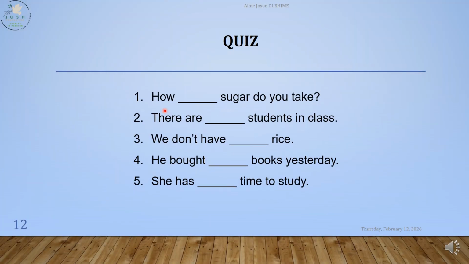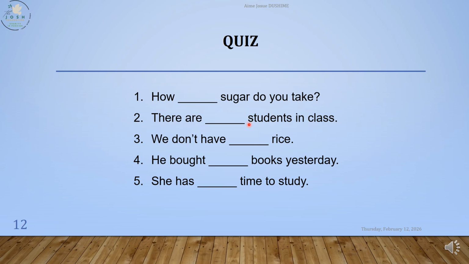Here we have a quiz. How dash sugar do you take? Here we are using take in terms of drinking, because we put sugar in the drinks. So we are using take to represent drink.